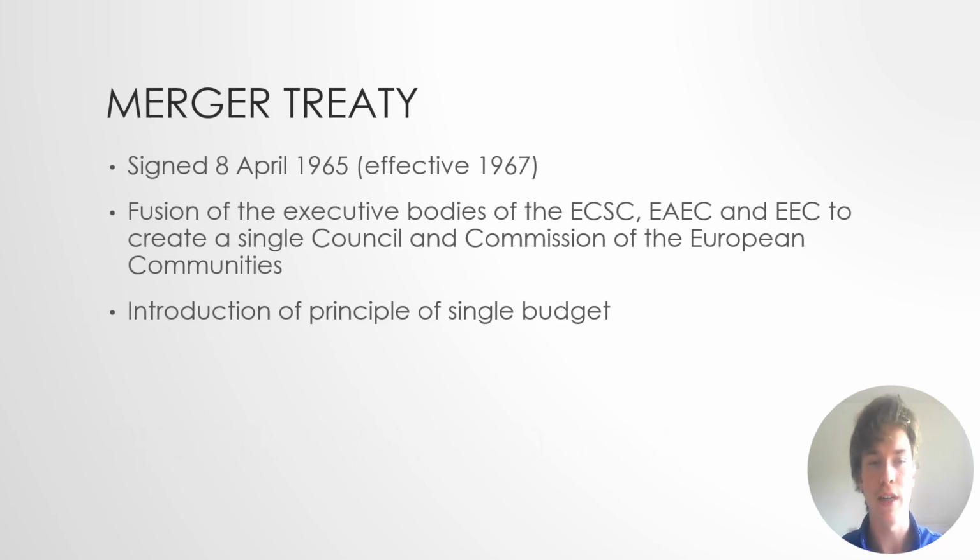So the merger treaty in 1965, the importance of this treaty is really underestimated. In fact, you don't really hear that much about it at all. But this was essentially the fusion of the executive bodies of the European Coal and Steel Community, European Atomic Energy Community and European Economic Community to create a single council and commission of the European communities. It also introduced the principle of a single budget for this community. This is really paving the way for the European Union as opposed to numerous European communities.